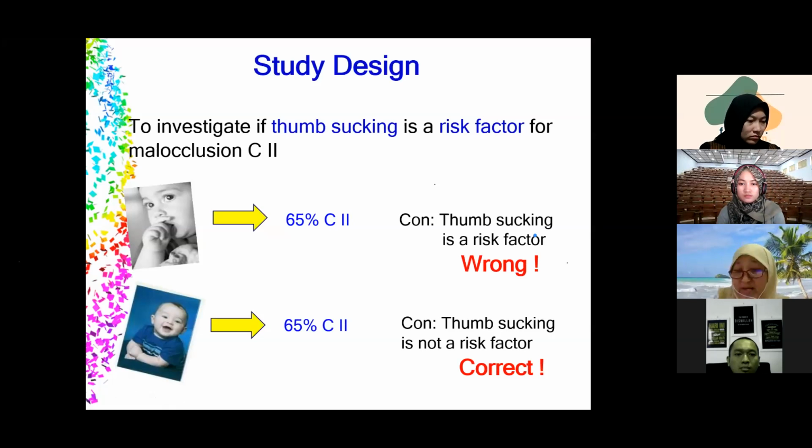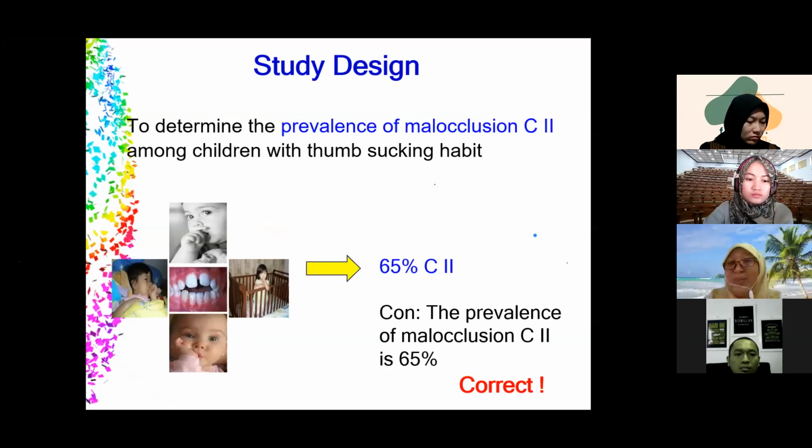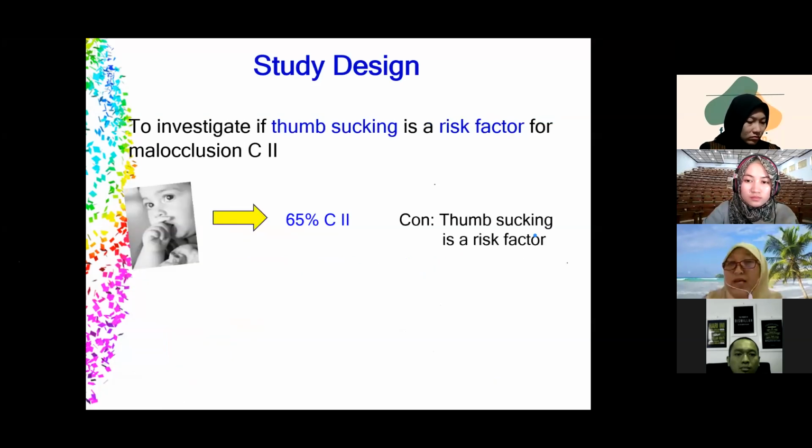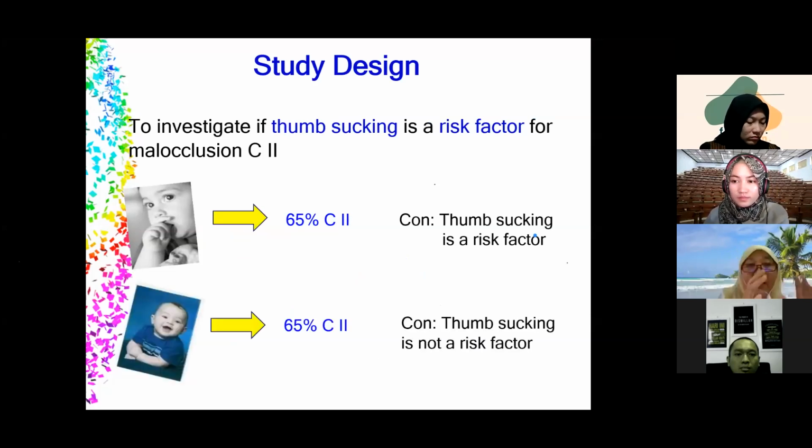Objektifnya berbeza dari yang tadi. Yang tadi determine prevalence saja. Tapi yang ini, dia nak tengok thumb sucking tu risk factor ke tidak. Bila risk factor, desainnya sudah lain. Ya? You have to have a group with a risk factor, a group without a risk factor.